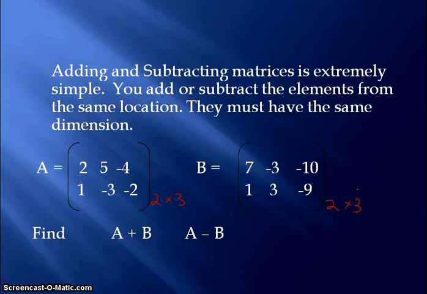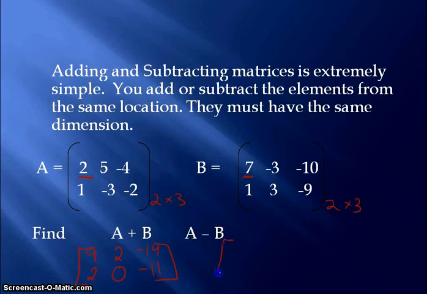So when we're doing A plus B, we're just looking at the numbers that are in the same spot. So 2 plus 7 is 9. 5 plus negative 3 is 2. Negative 4 plus negative 10 is negative 14. 1 plus 1 is 2. Negative 3 plus 3 is 0. Negative 2 plus negative 9 is negative 11. So that's A plus B. Notice how it also has the same dimension as A and B. We're also a 2 by 3.